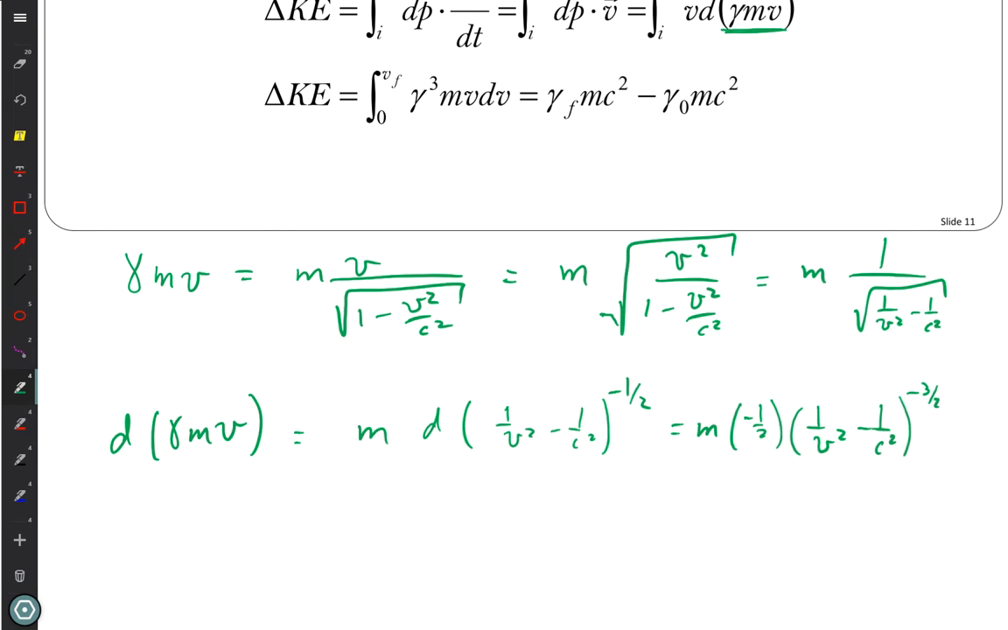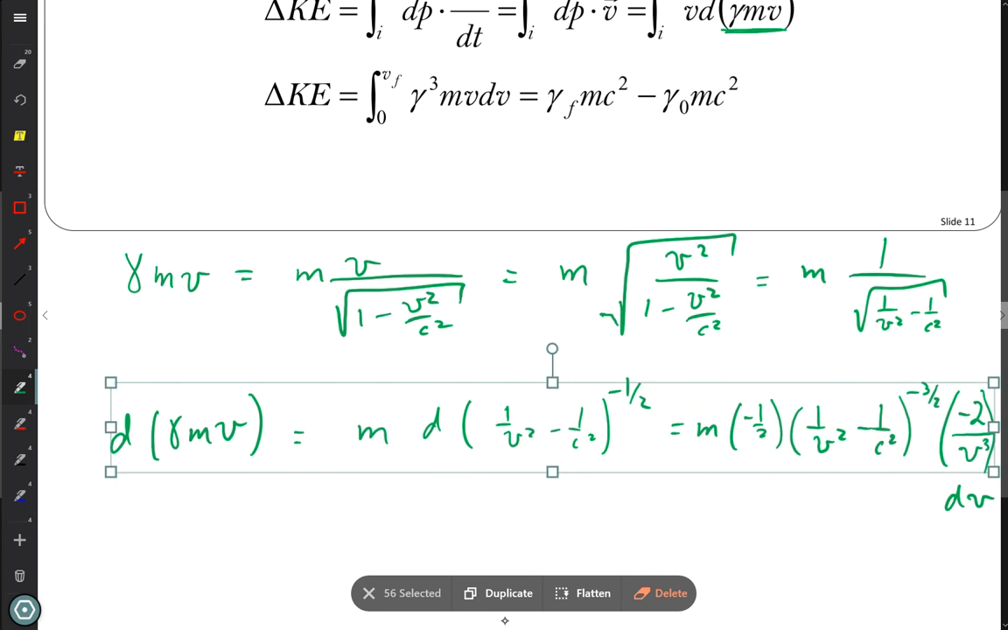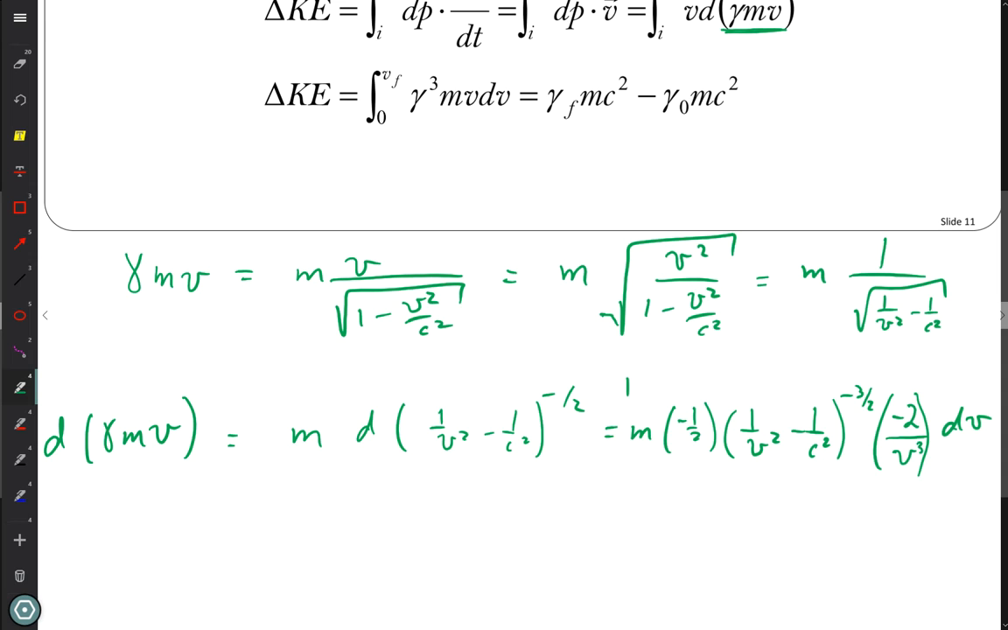What's the derivative of 1 over v squared? Minus 2v, or no, okay, minus 2 over v cubed. And then I have times dv to finish it out. Didn't quite have enough space there, actually. I can make space. So there's what d gamma mv is. Not what I had written up above.